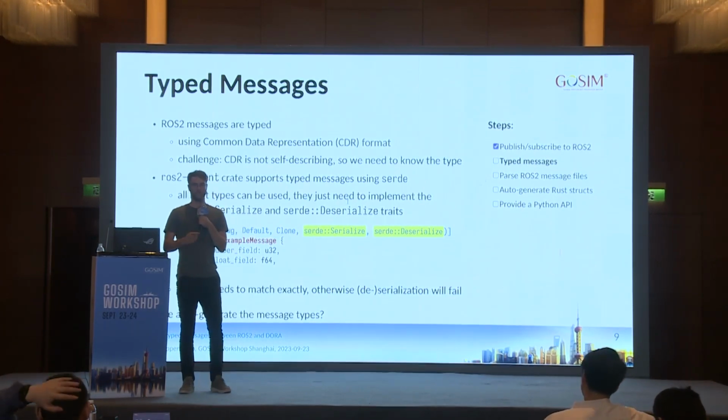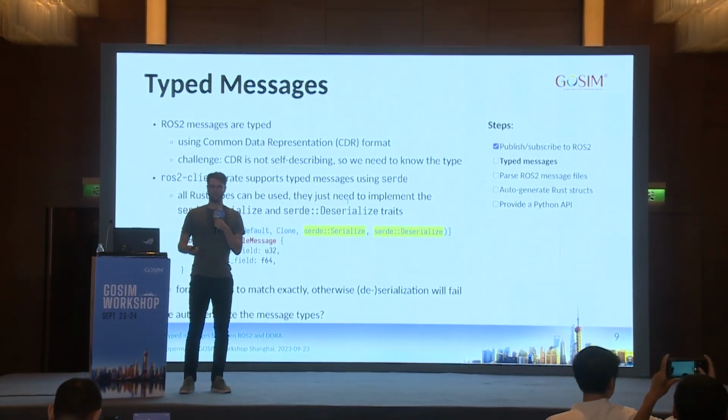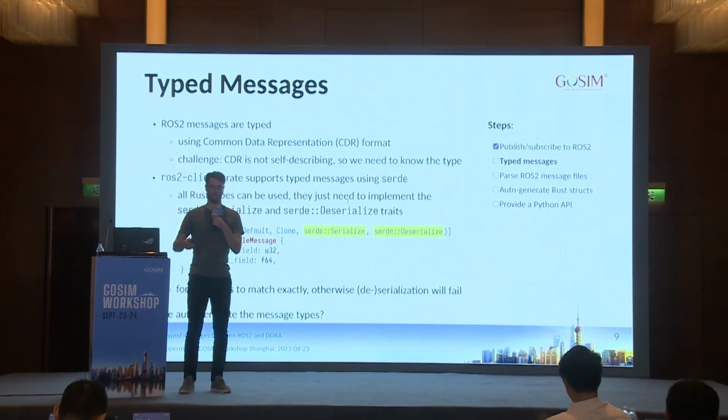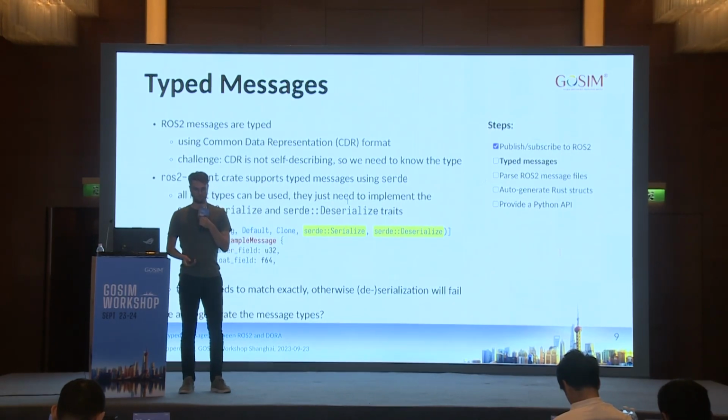So to publish messages to Rust 2, you also need to supply a type, because all messages in Rust 2 are typed. And the message format that they use is called Common Data Representation, or CDR for short. And it basically describes how a struct is laid out on the wire, like serialized to a byte stream. One challenge is that the CDR format is not self-describing, so the actual message does not contain any type information. So you need to know which type the message is in order to understand it.